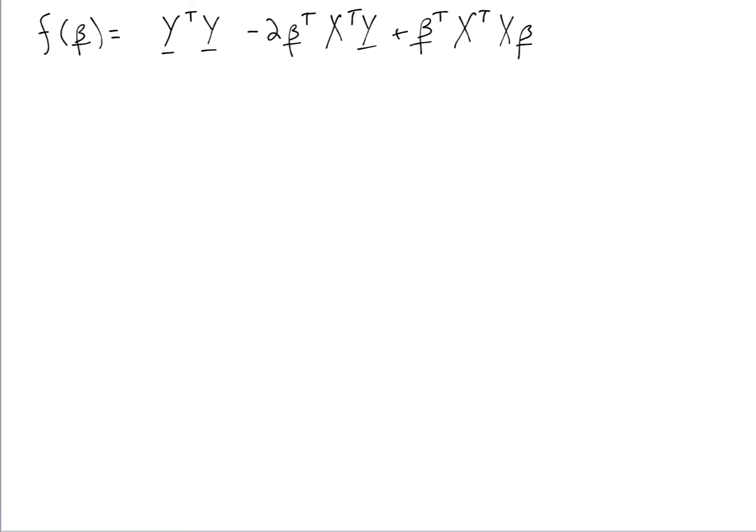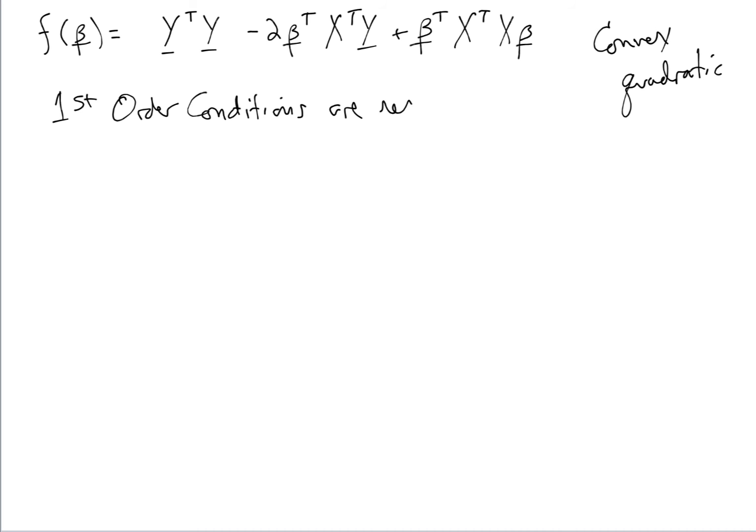This means that our objective function, f of beta, is equal to this expression here that we just derived, and this is a convex quadratic. It's a convex quadratic because it's a least squares problem for a linear regression, or another way you can look at it is it's the 2 norm of a matrix. But if it's convex quadratic, that means the first order conditions are necessary and sufficient for a global minimizer.